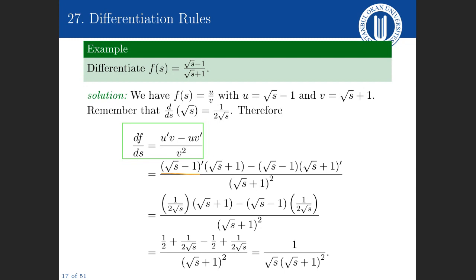I have u prime multiplied by v minus u v prime, divided by v squared. The derivative of u, that's the derivative of the square root of s, minus the derivative of 1. The derivative of 1, of course, is just 0 because it's a constant, so we just get 1 over 2 square root of s. For the same reason, the derivative of v is also just 1 over 2 square root of s. When we simplify this, and I'll leave this for you to check, we get 1 divided by the square root of s, square root of s plus 1, squared.